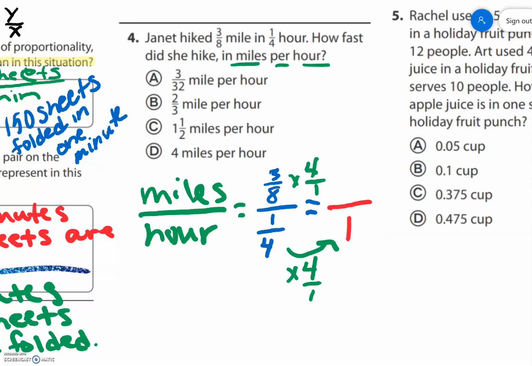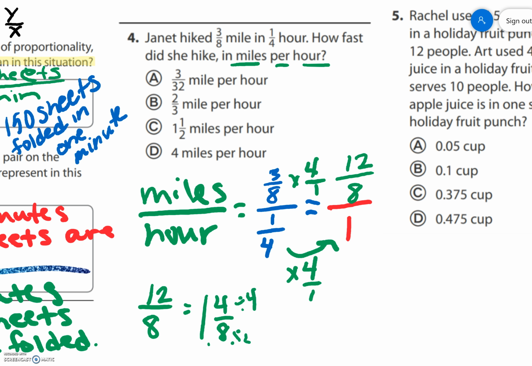Remember, keep, change, flip. 3 times 4 is 12. 4 times 1 is 4. So we have 12/4. Well, I know I can reduce that. 4 goes into 12 three times. So that gives me 3 miles per hour.